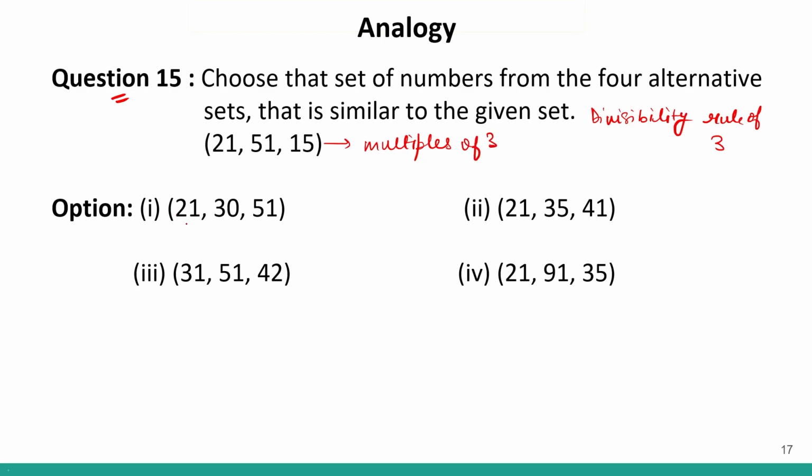If I check over here, 21, 30, 51. These are also multiples of 3. Over here, 21 is a multiple, 35 is not a multiple, and 41 is also not a multiple. Over here, 21 is a multiple, 91 is not, 35 is not. Similarly, over here, 31 is not a multiple, and the rest two are multiples. So in option number 1, all are multiples of 3. So this will be the answer.